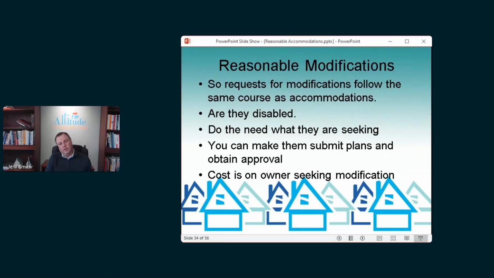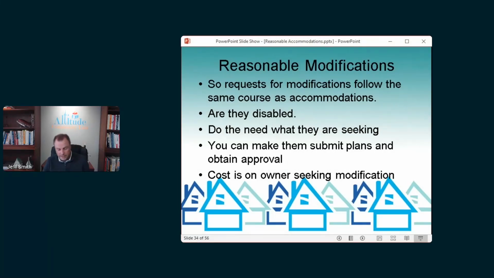Reasonable modifications. A modification is going to be a physical change. They're going to follow the same process as accommodations. We need to know, is the individual disabled? Do we know what they are seeking? Can you make them submit plans and obtain approval? Cost is on the owner when they're seeking modifications.